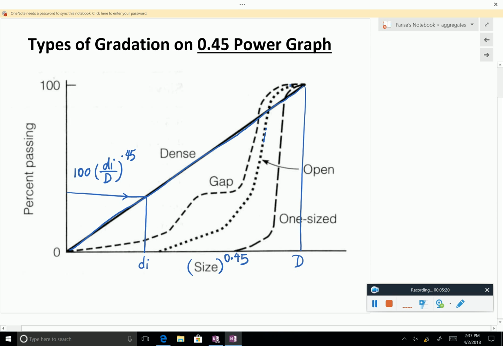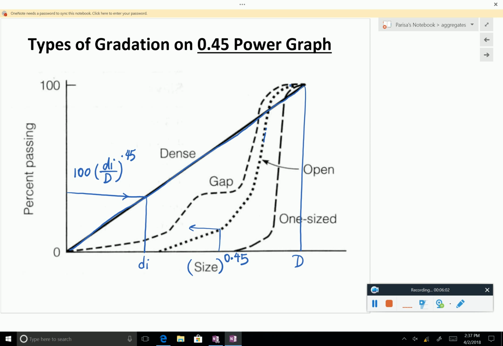But typically we have one of these other situations. For example, the one that you just worked on looks like an open graded aggregate. This open graded, if you look, you see that after a certain size, the percent passing becomes very small. So after a certain size, there is very little going through the very small sieves. What does it mean? It means that the amount of fines are missing. It's open. You have a lot of void, larger voids.